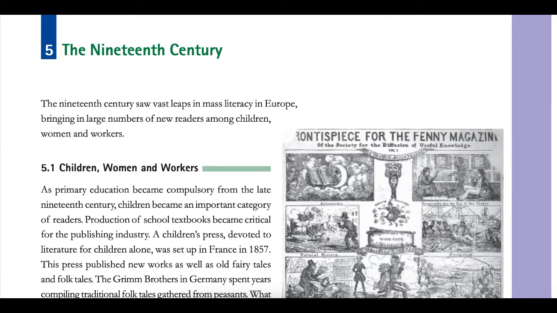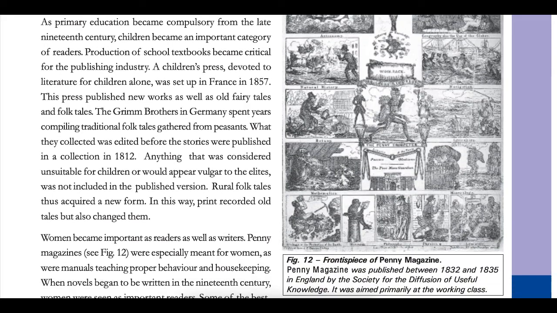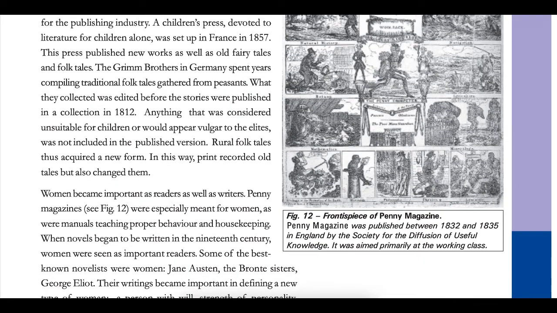The 19th century saw vast leaps in mass literacy in Europe, bringing in large numbers of new readers among children, women, and workers. As primary education became compulsory from the late 19th century, children became an important category of readers. Production of school textbooks became critical for the publishing industry. A children's press devoted to literature for children alone was set up in France in 1857. This press published new works as well as old fairy tales and folk tales.